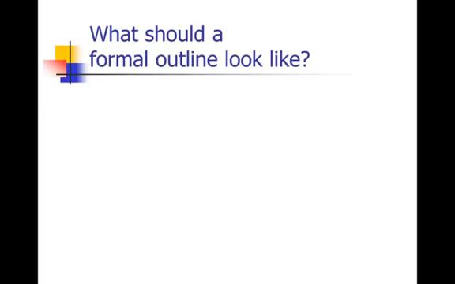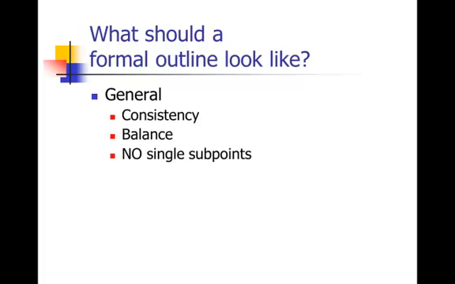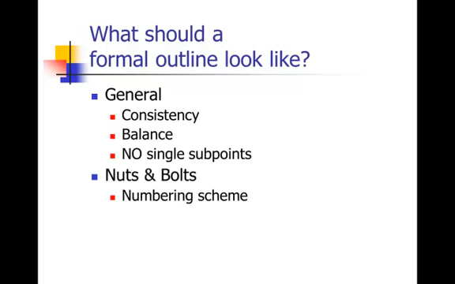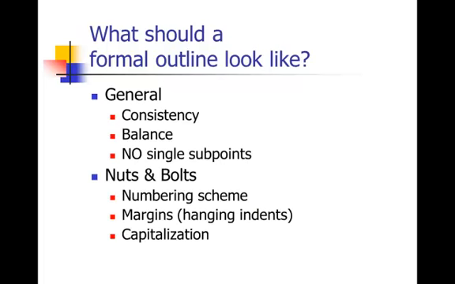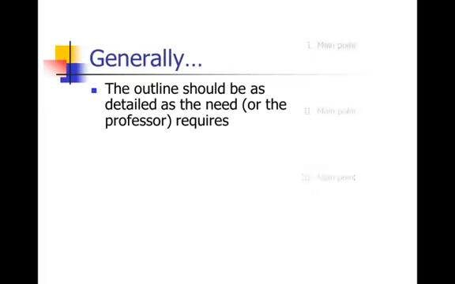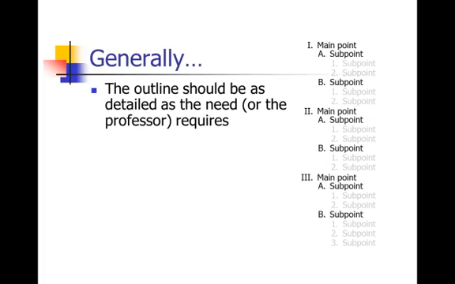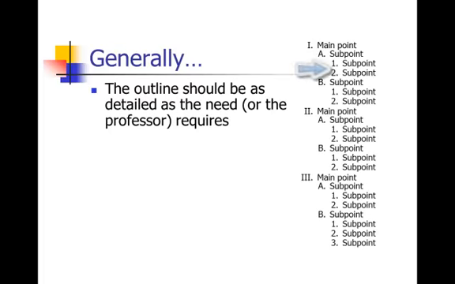What should a formal outline look like? Well, we will focus on some of the general parts, the consistency, the balance, and related to balance, the fact that you shouldn't have very many, if any, single subpoints, and then the nuts and bolts, including the numbering scheme, those margins, and then capitalizations. Generally, the outline should be as detailed as the need or the professor requires. For my students, I ask them to go to at least the third level of an outline, which are the little 1s and 2s that you see in the sample.